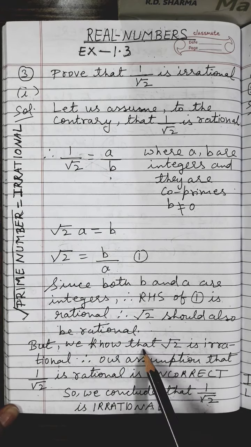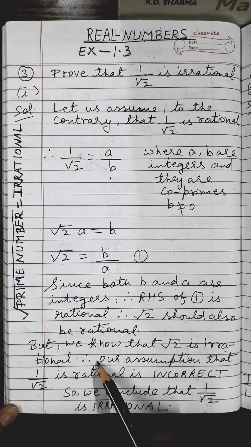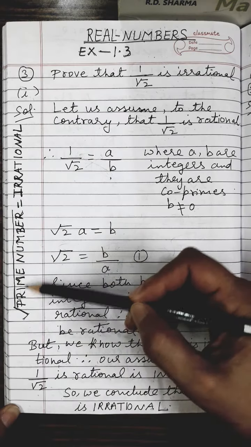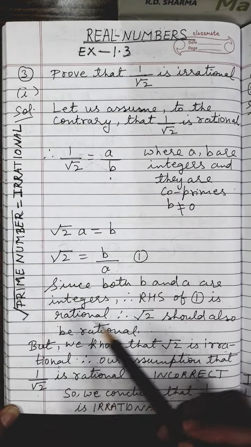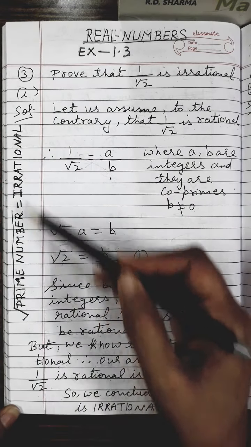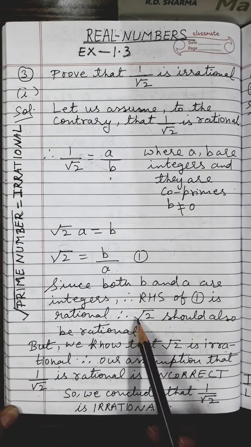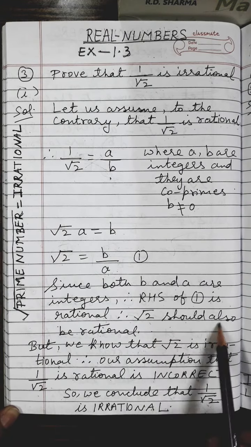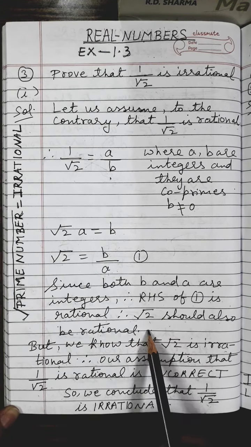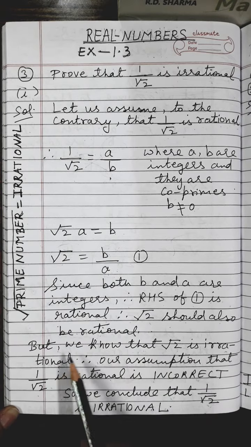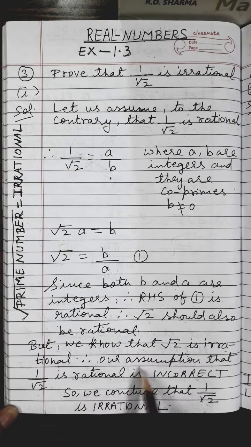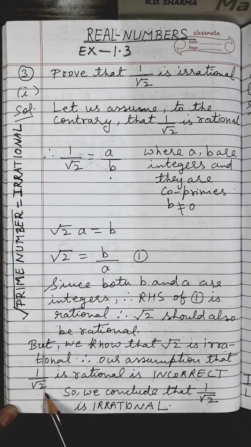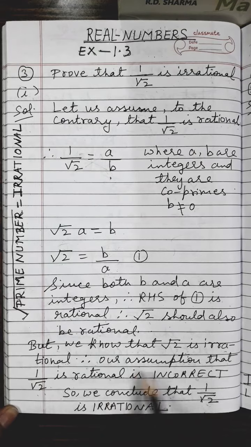But we know that root 2 is irrational. Remember children, square root of any prime number is always an irrational number. So remember this formula, 2 is a prime number. So square root of 2 is an irrational number. But what we are getting in the end, that root 2 is a rational number. So it means this is an incorrect statement, because we know that root 2 is irrational. So therefore our assumption that 1 upon root 2, this we have assumed in the beginning, our assumption that 1 upon root 2 is rational is incorrect.